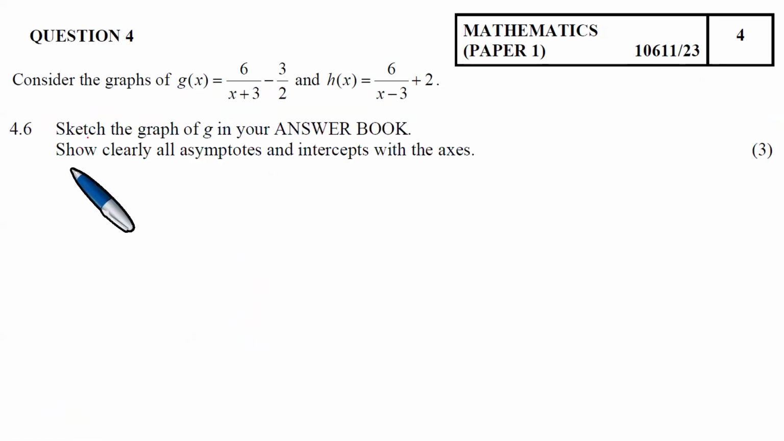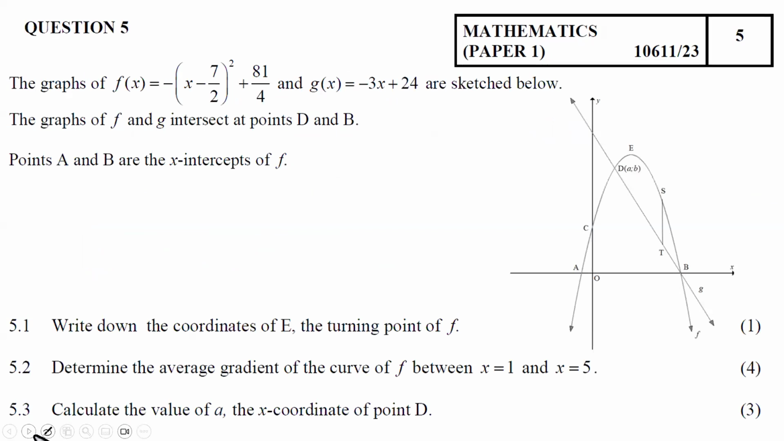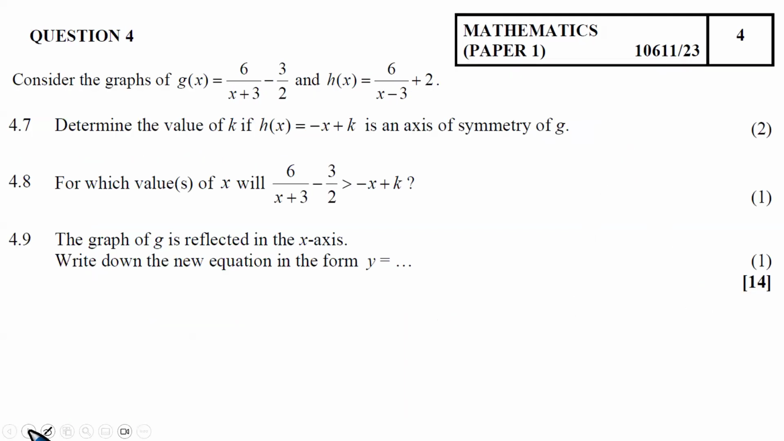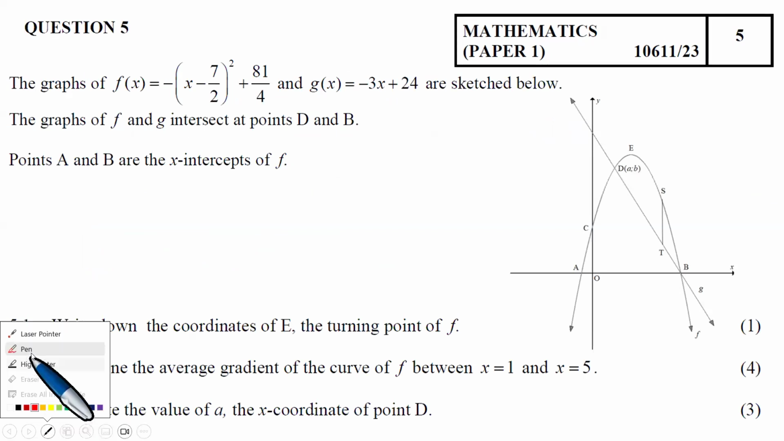We looked at question 4, and in particular 4.6, we sketched the graph in the answer book. We showed clearly all asymptotes and intercepts with the axis. We looked at question 4.7 and 4.8. We looked at 4.9, the graph being reflected in the x-axis, and so on and so forth. Our focus today is going to be on question 5, and now we are on a mission to finish this whole paper.